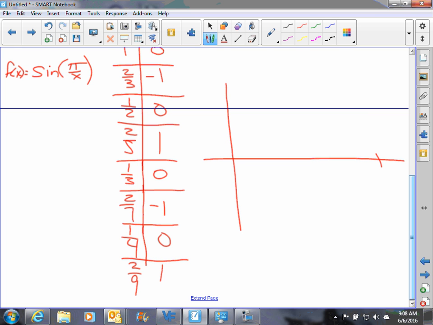All right, so now let's take a look at what this graph is going to look like. Here's 1, and f of 1 was 0. Now, here's probably 2/3. And the value of that was -1. Here's 1/2. The value was 0. Here's 2/5. The value of that was 1. Here's 1/3. The value of that was 0.